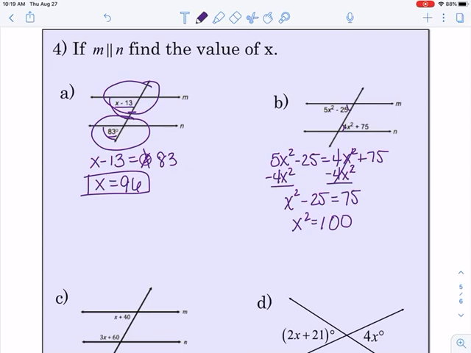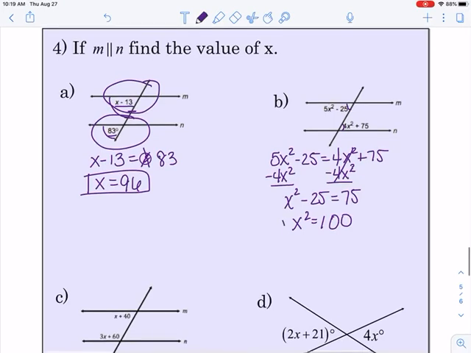Okay, again, first time that we're seeing this, we keep doing opposite functions to get things by itself. Well, here the opposite of squaring something is taking the square root. So if I take the square root of both sides, I'll be left with x on the left, and the square root of 100 is 10. So your value of x here is going to be 10.